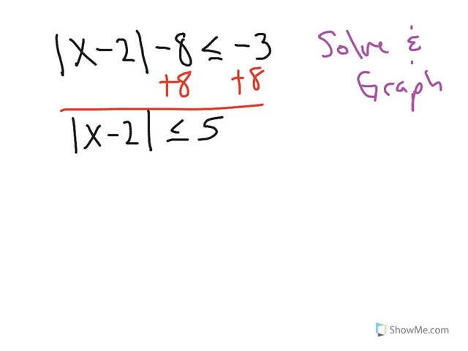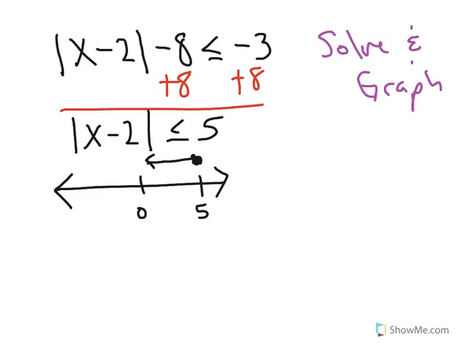Once I get to this point, I'm going to draw a number line. This number line will help me understand what values I'm actually looking at. Because the problem says the absolute value of x minus 2 has to be less than or equal to 5, I know the values within that absolute value have to be less than or equal to 5. So I should draw a solid circle here, and I know I'm looking at values that are less than this.